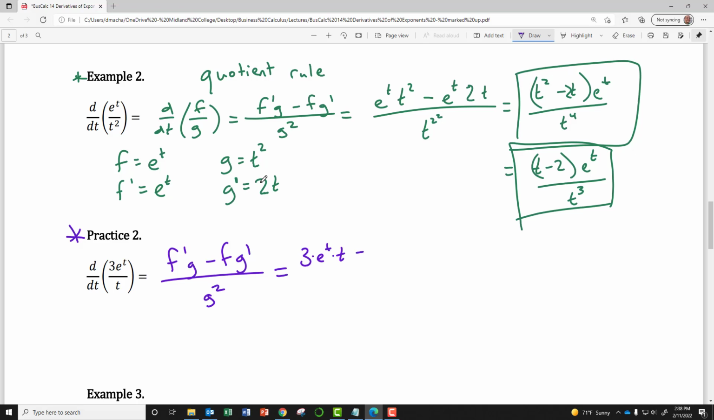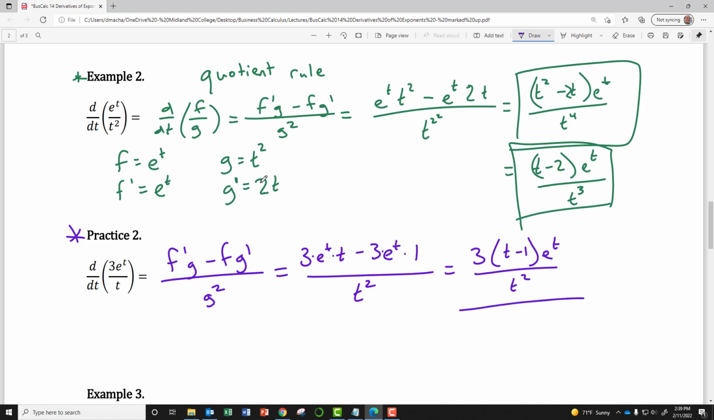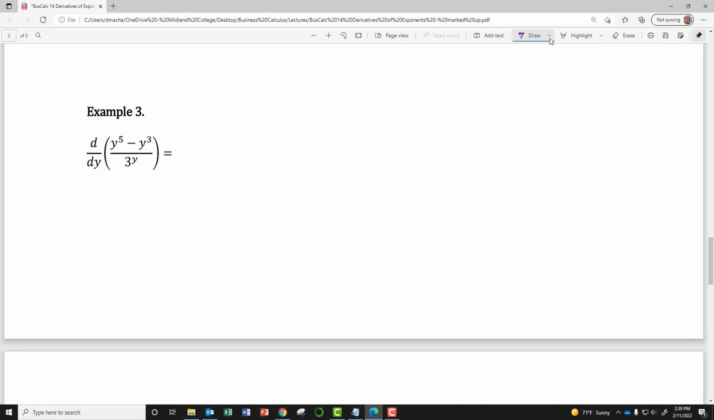Minus f is again my numerator, so that's going to be 3e to the t. And g prime is going to be the derivative of my denominator, which is just 1. My denominator is t, so I divide by t squared. And then factoring out 3e to the t, this will become (3t minus 1)e to the t over t squared. There's your solution.